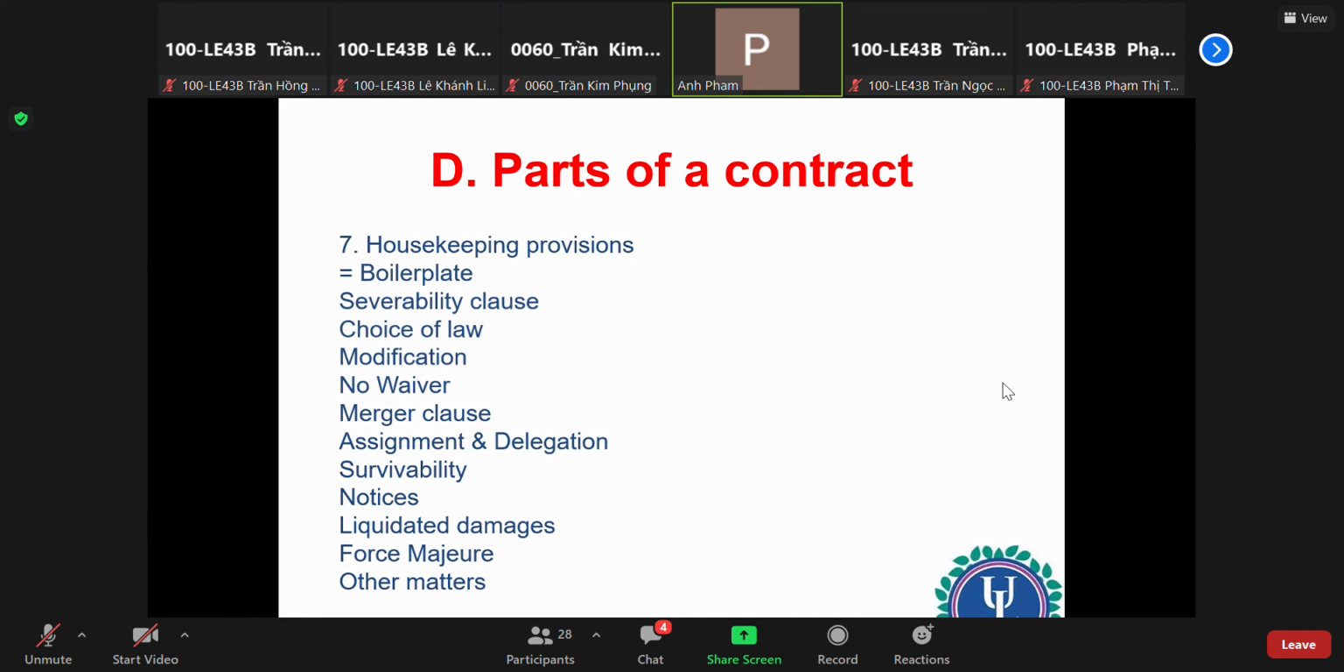And for the survivability clause, after the termination of the contract, the survive clauses, or the clauses, still survive, still take effect. So I think it should be in Vietnamese.